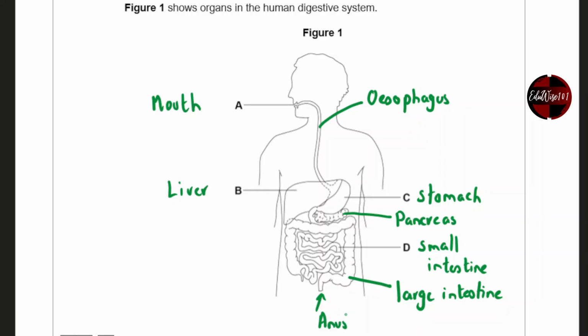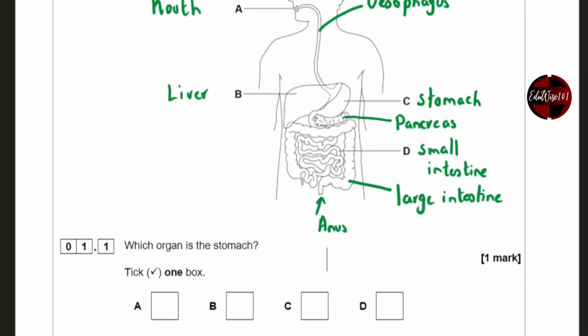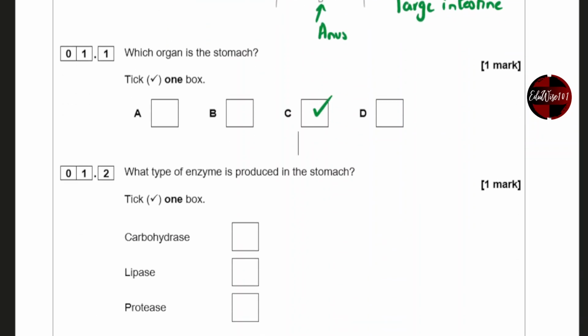Right. So which organ is the stomach? Is the first question. Stomach is C. And what type of enzymes is produced in the stomach? It's protease. Mainly in the stomach, the enzyme pepsin is produced, which breaks down proteins to amino acids.